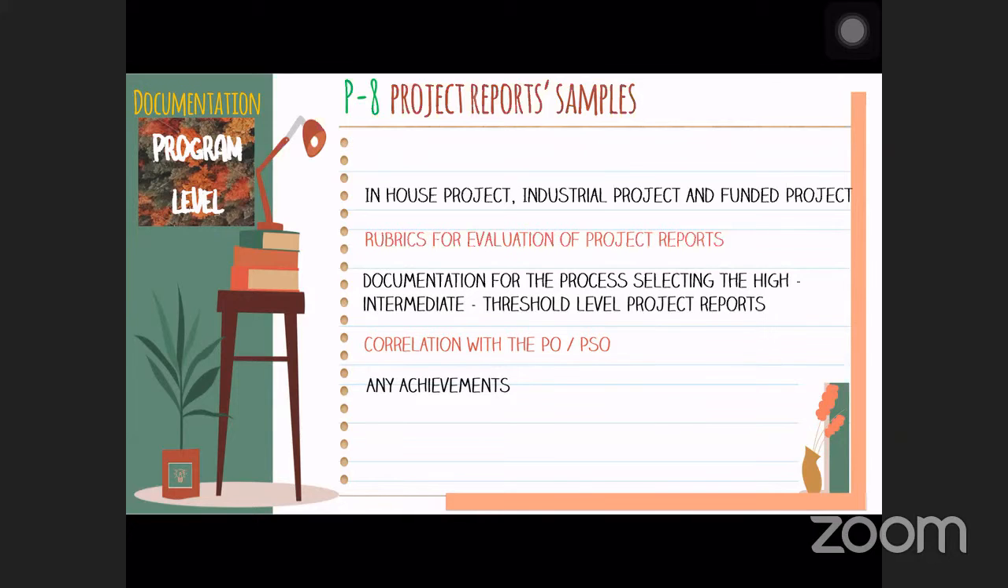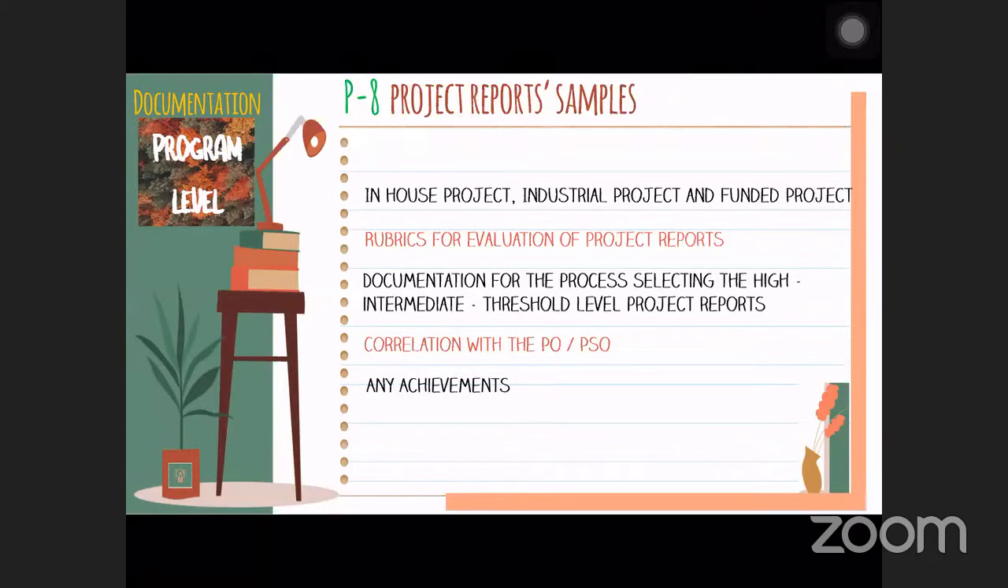Not only is the project idea taken from the industry, but the funding which is required is also provided by the industry. So, funded projects. The distribution of the projects in all these three categories has to be documented, and it has to be there in this file. Then, very importantly, the rubrics for evaluation of the technical project reports have to go into this.